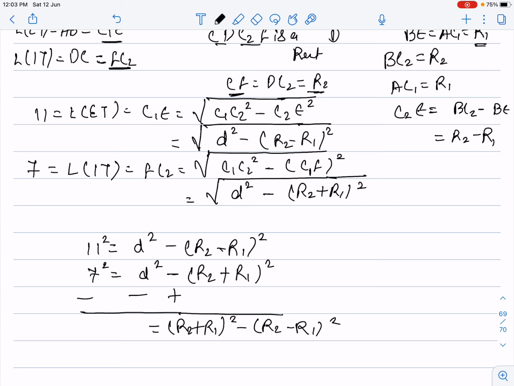That is what? 11 minus 7, 4 it will be. 11 plus 7, 18 it will be. Hope you guys would have got my point. Now let's proceed further and see the next thing. R2 plus r1 the whole square minus r2 minus r1 the whole square will be becoming what? 4r1 into r2.